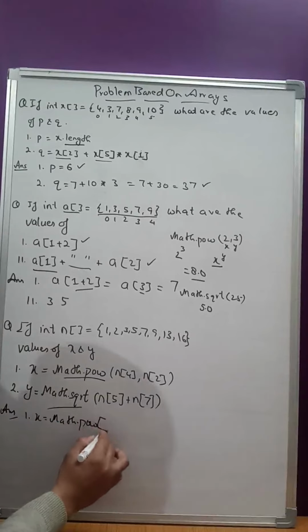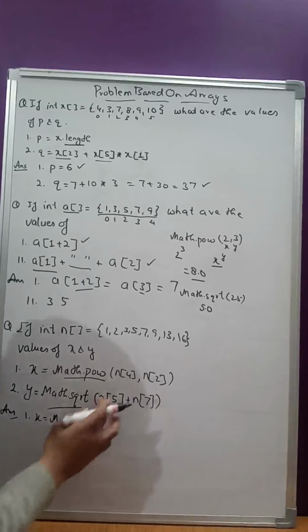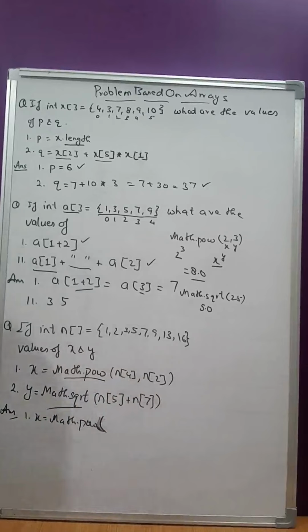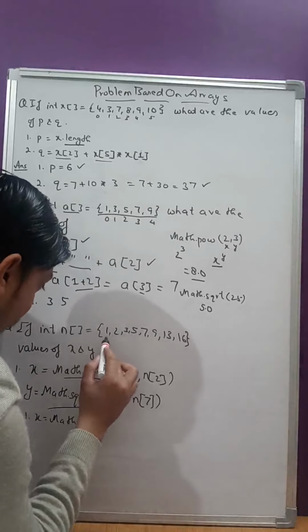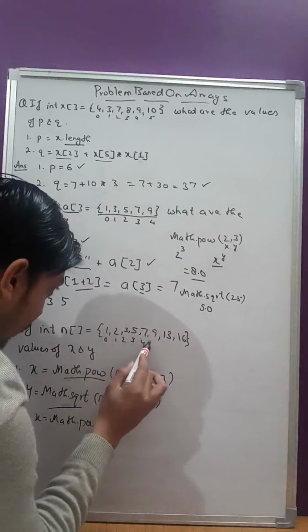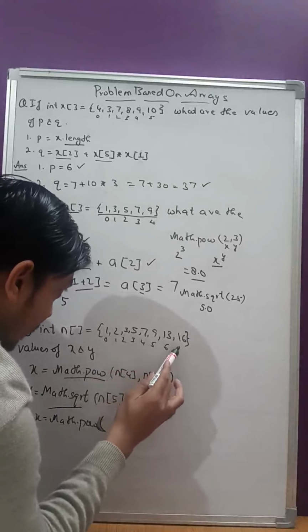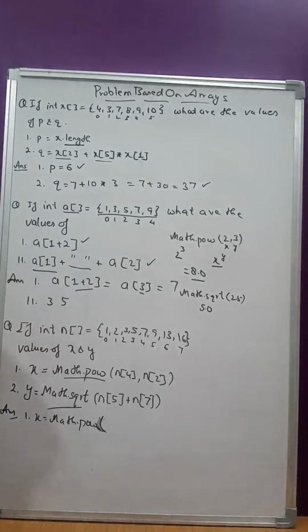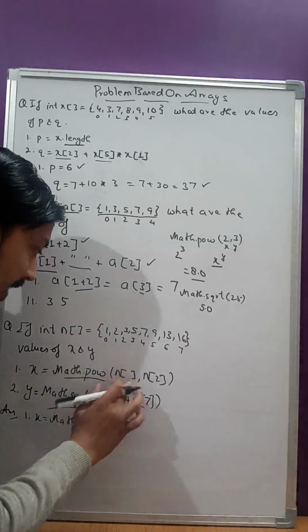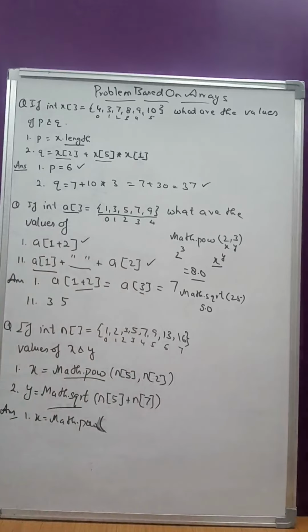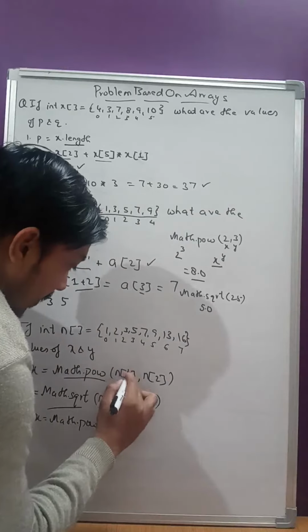math.pow, and in the bracket you are having the value for n of 4. That means on the fourth index, whatever is the value. So let us write down the index numbers first: 0, 1, 2, 3, 4, 5, 6, 7. Now you have to calculate it for the fourth index number. Just one thing, this is 5 over here, so that the square root can be calculated. No, it is okay. It is equal to 4, right?